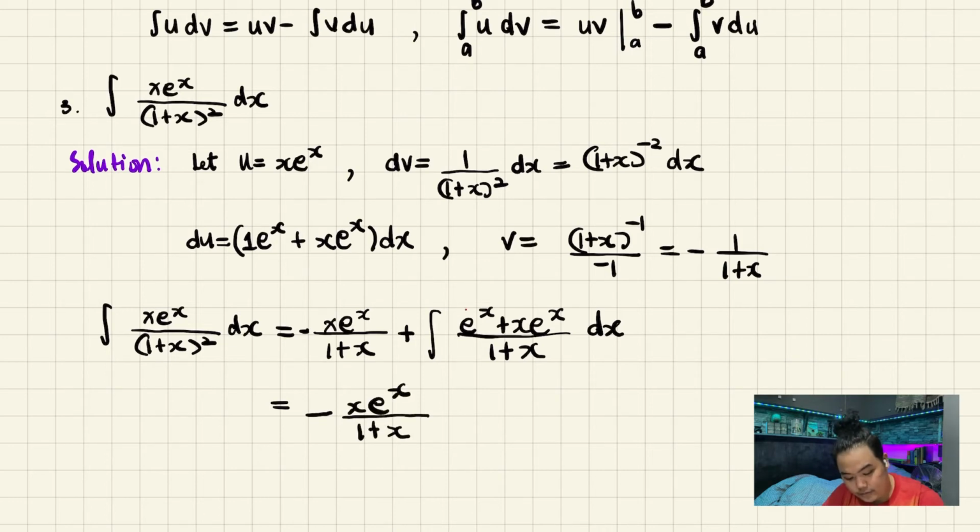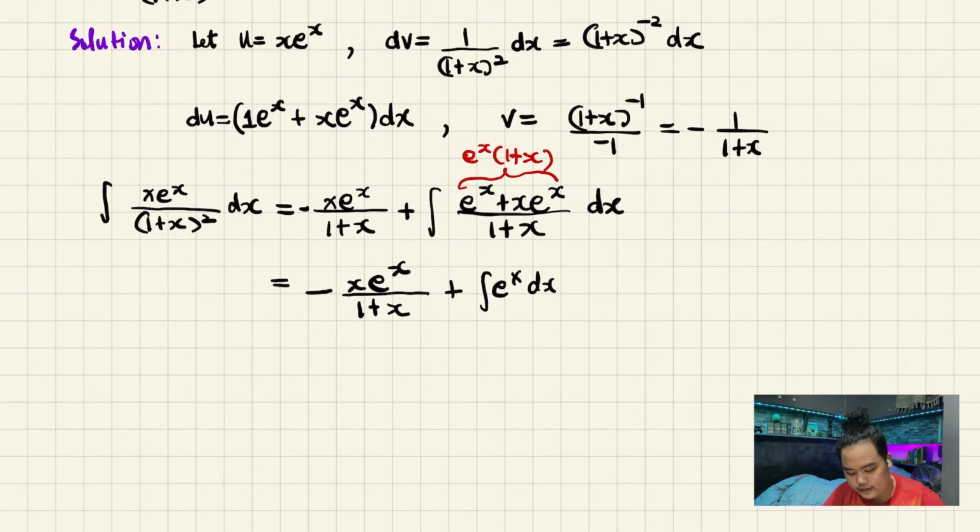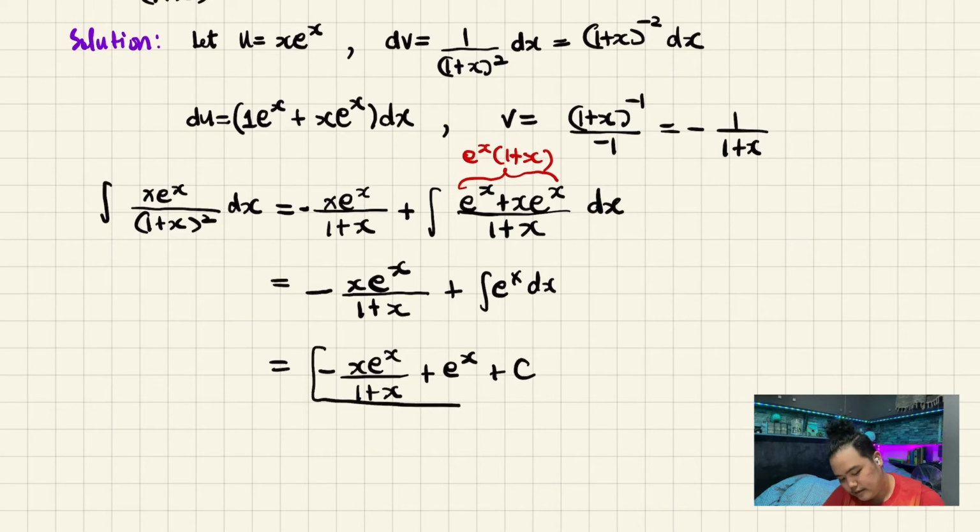Kasi ito pwede mong isulat yung numerator as e to the x times 1 plus x. So makakancel yun. So magiging e to the x na lang siya. And e to the x is easy to integrate because the integral of e to the x is itself. So magiging sagot, x e to the x over 1 plus x minus e to the x, tas mag-add ka ng c. So, ayan yung para sa third example natin.